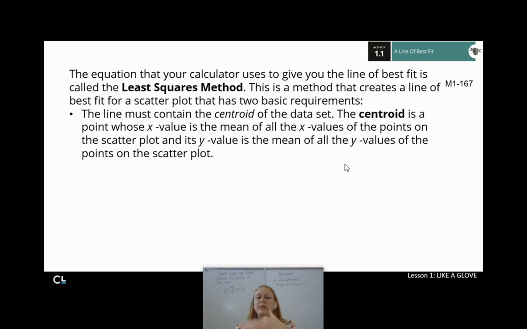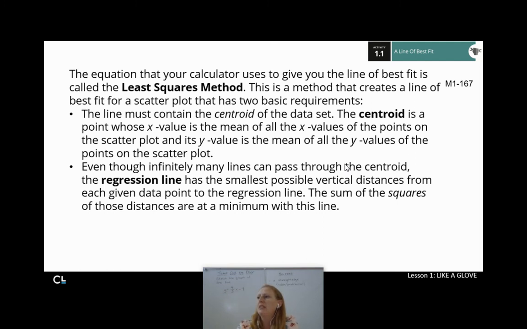The first requirement is that the line must contain the centroid of the data set. I need a point, right? The centroid isn't any old point. The centroid is a point whose x value is the mean of all the x values on the scatter plot, and the y value is the mean of all the y values on the scatter plot. They're literally finding the average point. Find the average of your x coordinates, find the average of your y coordinates. That's your centroid.